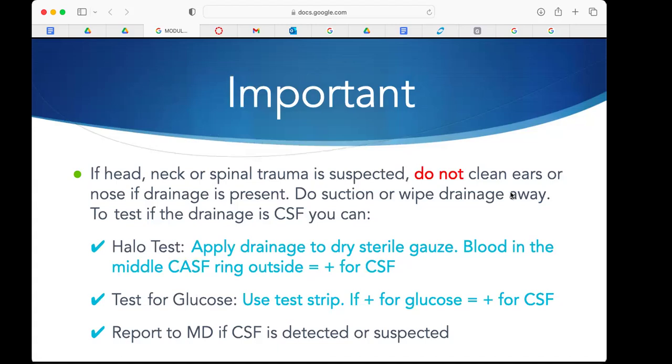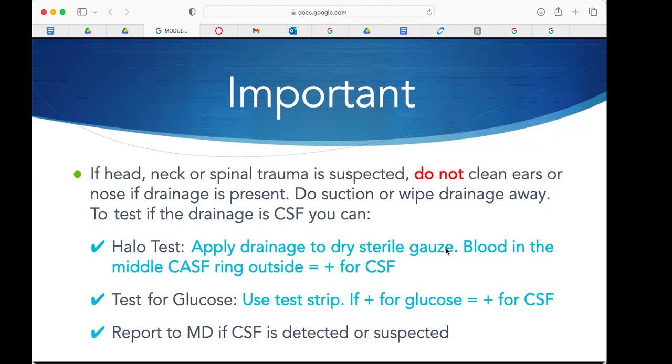Okay. So in this case study that we were doing, something really bizarre happened. Clear drainage started to come out of this guy's ear. And we're thinking, hey, is this CSF? So I want you to know that there's two ways that you can test drainage to see if it is CSF. If head, neck, or spinal trauma is suspected, do not clean the ears or nose if there's drainage present. So if anyone has suspected head trauma and they've got clear stuff coming out of their nose or ears, don't wipe it away. You know what I'm saying?